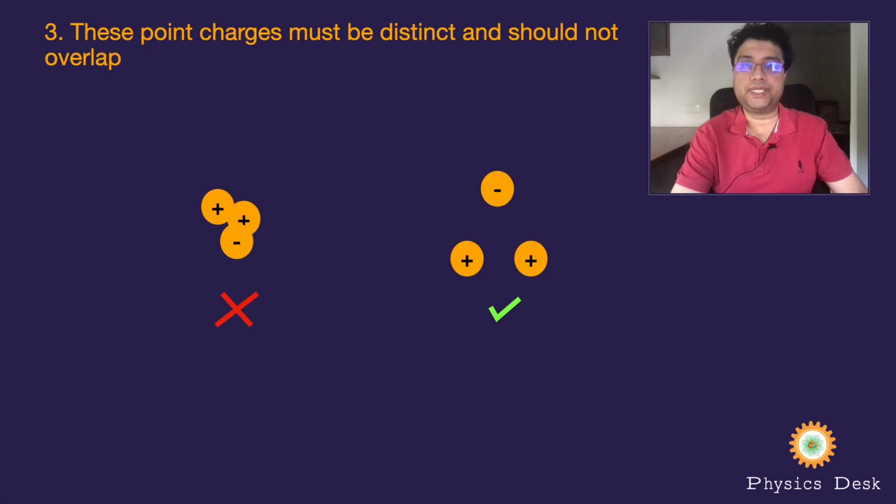The third limitation of Coulomb's law is that the point charges must be distinct and should not overlap. In the first case you see here, the point charges are overlapping. So Coulomb's law doesn't work. Whereas in the second case, the charges are distinct. So Coulomb's law works for them.